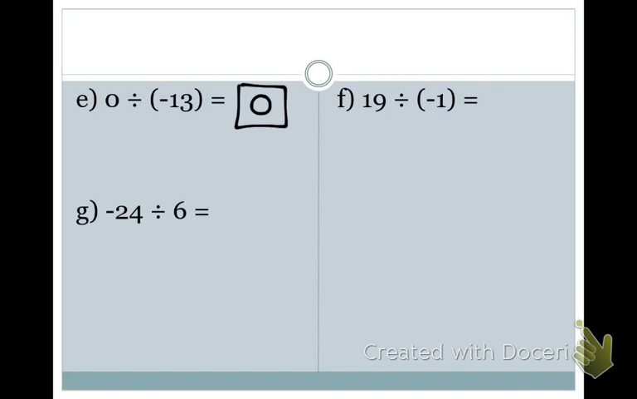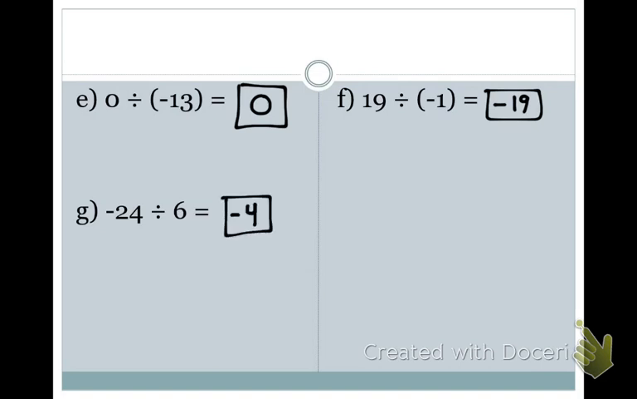Going to problem F, should my answer be negative or positive? Negative. There's only one number here that's negative, so we know my answer will be negative, and the correct answer is? Negative 19. Very good job. Next up, should my answer be negative or positive? Negative, because there's only one negative number there, so the answer is? Negative 4. Negative 4 is correct.